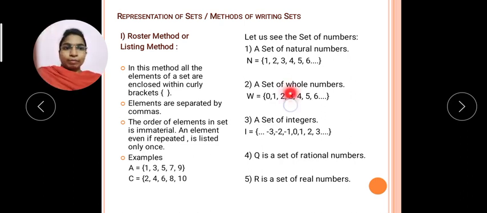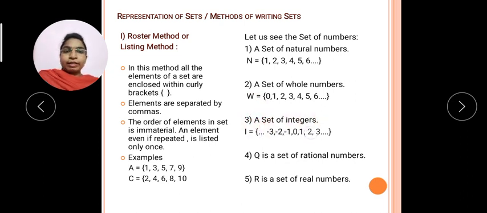Similarly, whole numbers. All of you know that whole numbers start from 0. So it is 0, 1, 2, 3, 4, 5, 6 up to infinity. So the whole number set is denoted by W. Again I am repeating: the natural number set is denoted by capital N, and the whole number set is denoted by W.